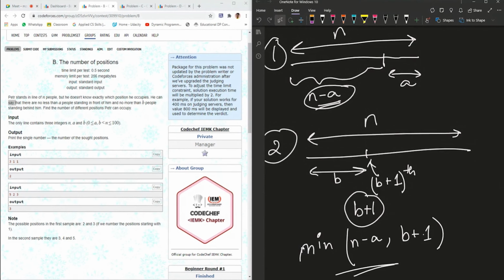Tell me if you want me to code the solution and submit it. If it's okay, then I can go on to the next problem. Can you please code? Okay.